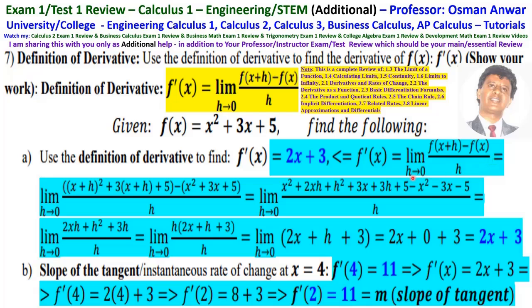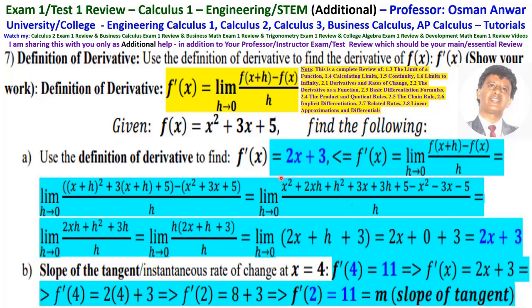And that is equal to, we're going to take x plus h and substitute it into every x. So this is x plus h squared plus 3 times x plus h plus 5, then minus f of x, minus x squared plus 3x plus 5, over h. Then this one is x squared plus 2xh plus h squared, and this one is 3x plus 3h plus 5, minus x squared minus 3x minus 5 over h.